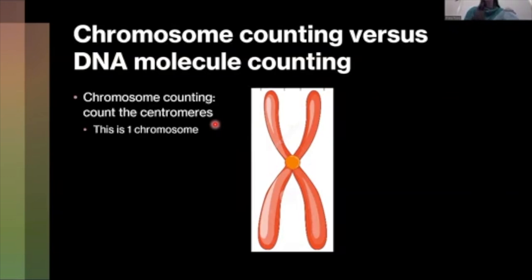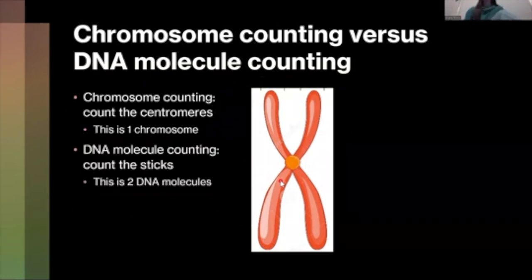So chromosome counting, what you're going to do is count the number of centromeres. So looking at this picture right here, there's one centromere. This is one chromosome. DNA molecule, count the sticks. So in this picture right here, this is 2 DNA molecules because there's 2 sticks. So in each sister chromatid, there's 1 molecule of DNA, but when the sister chromatids are together, it's still 1 chromosome.